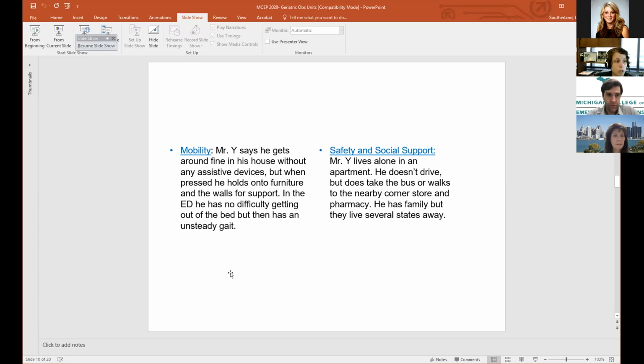The nurse noticed that he got out of bed just fine, but then he was kind of unsteady. When you press him on it, he holds onto walls and things. That's called couch surfing in a different way, not from home to home, but holding onto all the different furniture. When you're thinking about this transition of care, is he good to go home? You realize he's trying to manage everything on his own. He's got cognitive difficulties. He's got drinking issues.